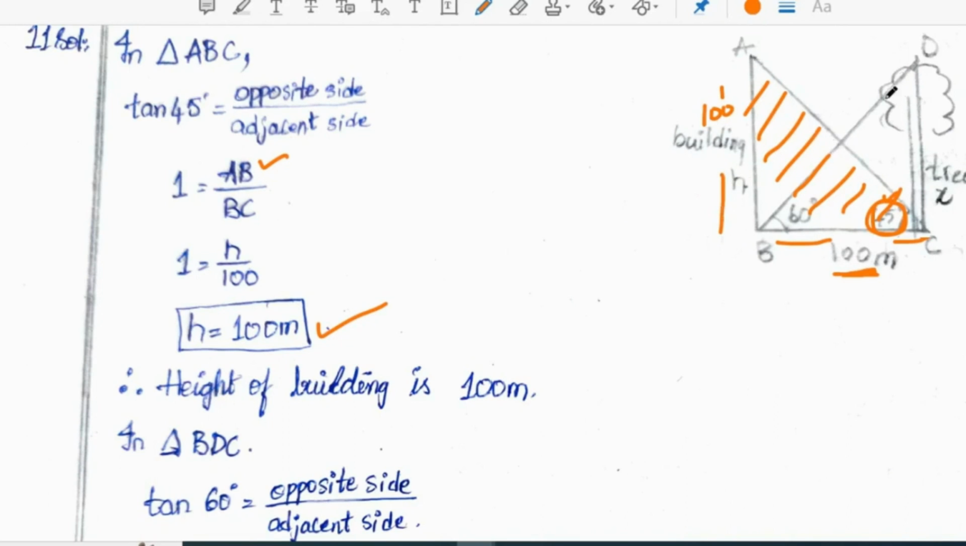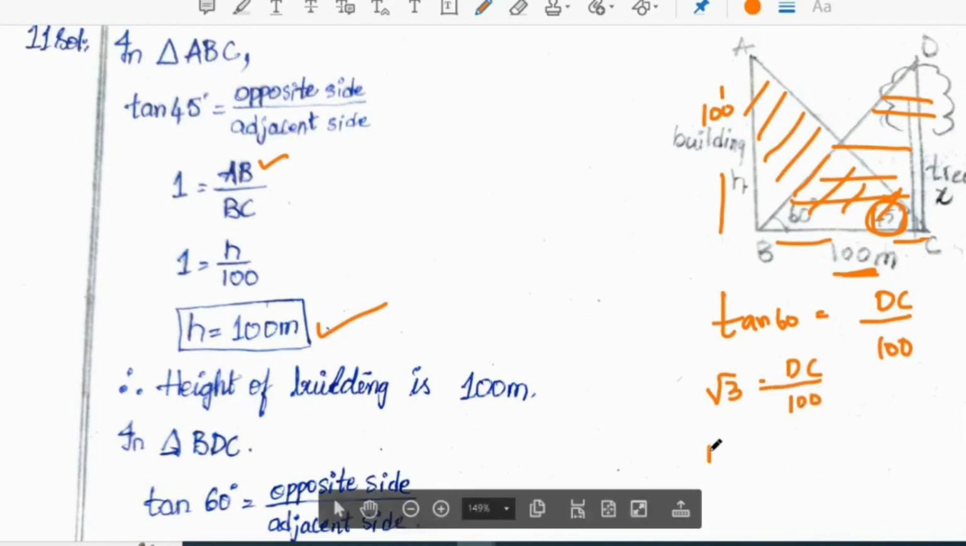Now in another triangle BDC. So in triangle BDC, tan 60 is equal to opposite side, which is DC, by adjacent side 100. Tan 60 value is root 3, which is DC by 100. So DC is equal to 100 into root 3. Therefore, height of the tree is 100 root 3 meters and height of the building is 100 meters.